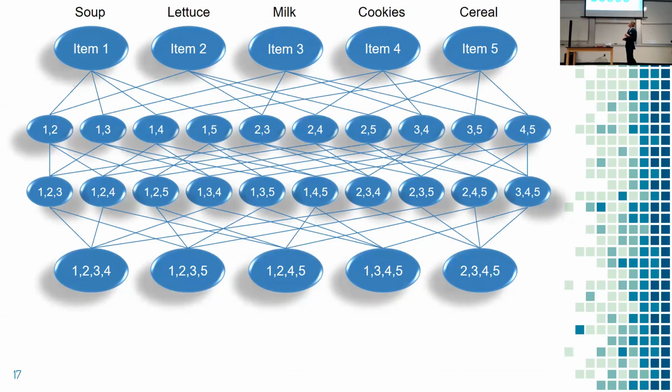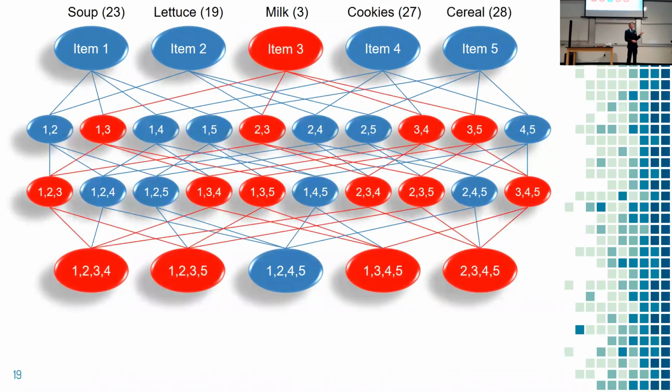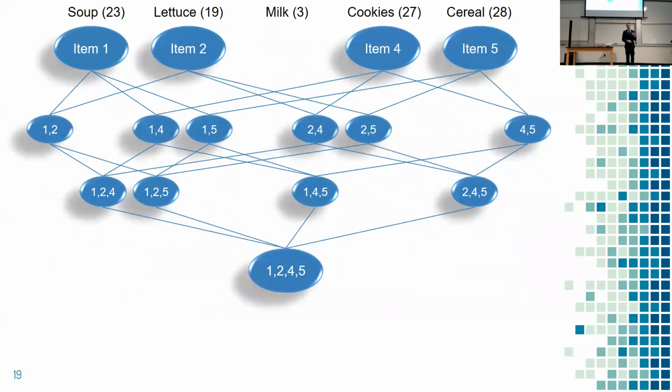However, when you go through data pruning, if we add numbers to these to see which transactions are the ones that we really want, we can see soup was purchased 23 times, lettuce 19 times, milk only 3 times, cookies 27 times, and cereal 28 times. So it's like this is a market in a vegan neighborhood. Nobody really wanted the milk. So we can take that out, and you can see it actually highlights a lot of different combinations. And since milk doesn't appear frequently, you can assume that those combinations also do not appear frequently. Thus, we could just take them out.